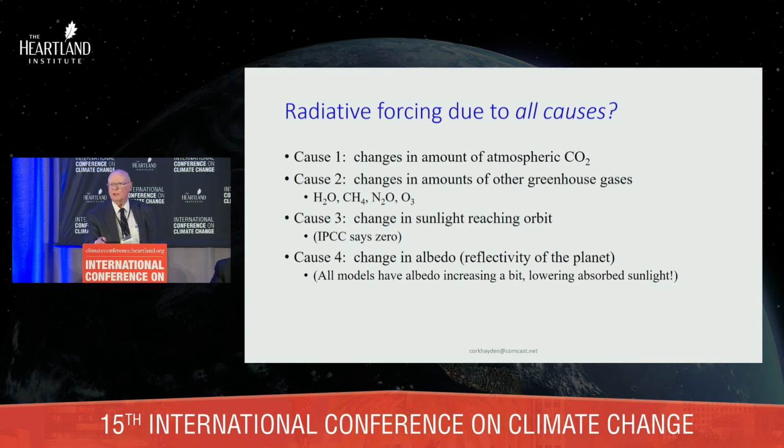Cause 3 is a change in the amount of sunlight reaching the orbit, and the IPCC takes that to be 0. Cause 4 is any change in the albedo, which is the reflectivity of the planet.